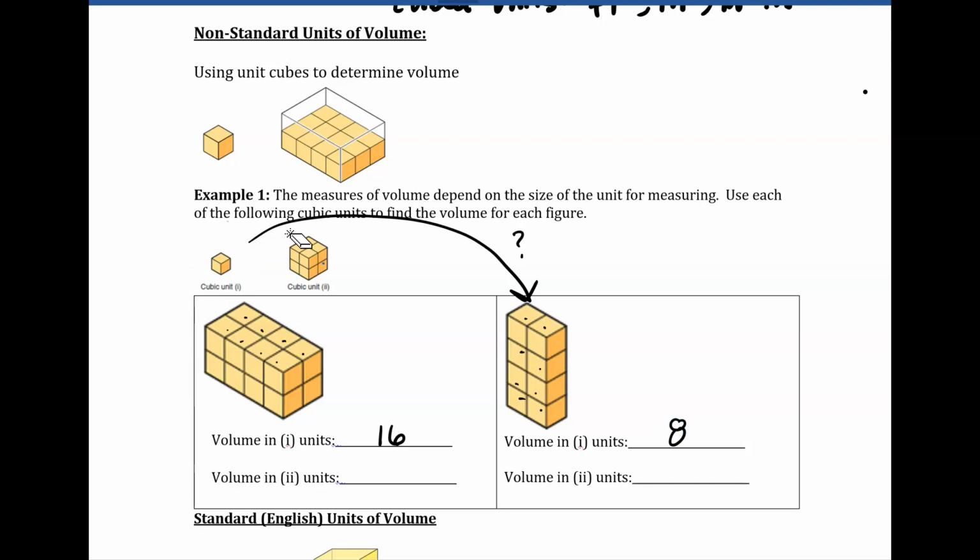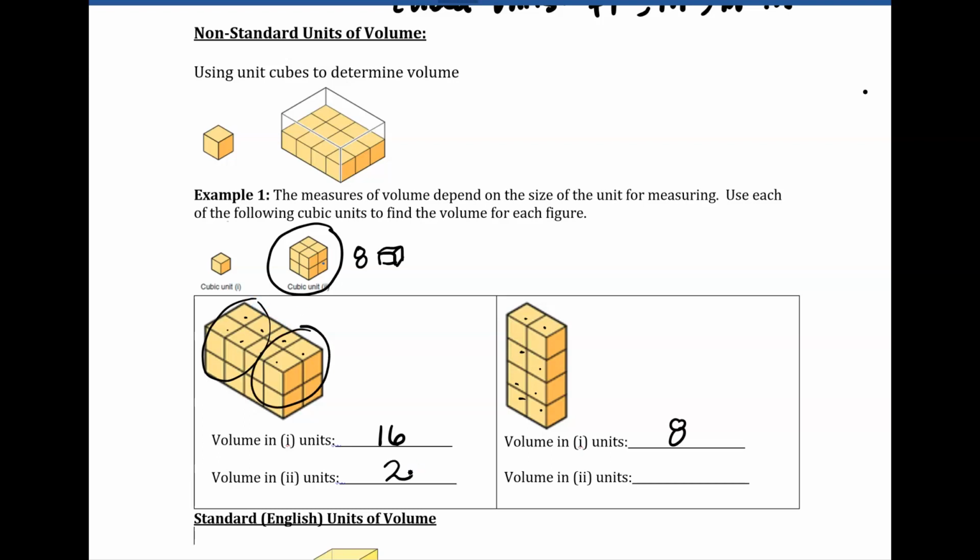So this next one, okay, we're going to do a new problem. We're going to use cubic unit 2, which is this larger cube that has 8 smaller cubes in it. So it's got a volume of 8 smaller cubes. One way to do this is to visualize. You could look and see, okay, I could probably fit one of those here, and two, and another one there. So there are 2 of those larger cubes that fit inside of this figure.